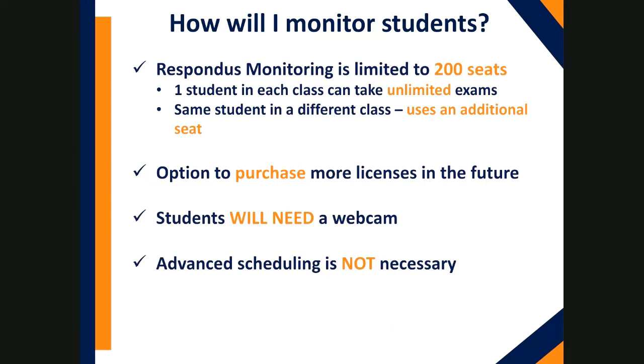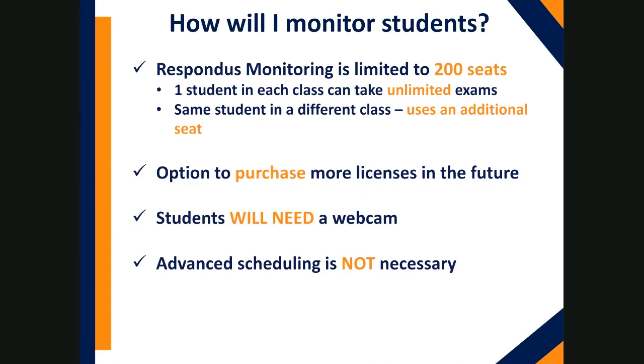Now, how will you actually monitor your students? The Respondus lockdown browser, which we currently have a pilot license for, but we are making the purchase, and the purchase should be complete at the end of August, because we're in August now. So we have the license for the browser, and that's absolutely no problem at all. But the Respondus monitoring is limited to 200 seats. So what this means is, if you have a student that's in Geography 101, that student can take unlimited exams in Geography 101. When that same student uses the browser for another class, say Accounting 101, then that's an additional seat that's taken up. So right now, the Respondus monitor is limited to 200 seats.